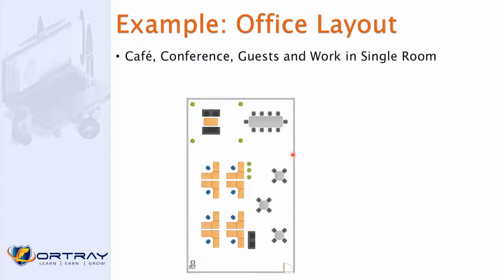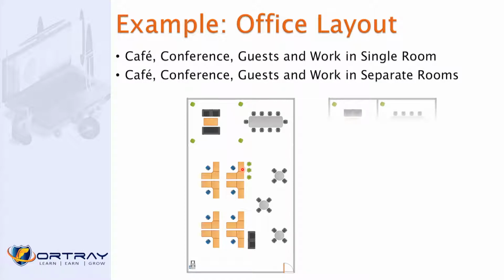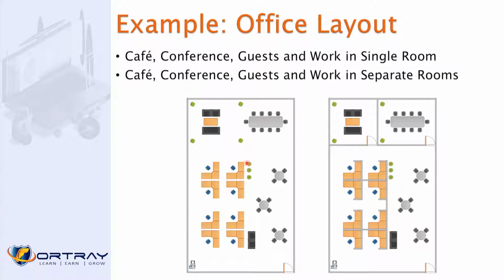Here is another day-to-day example: cafe, conference, guest, and work in a single room. If they are all in a single room, what could happen? Now, what we have done is put the cafe and guest room in separate rooms. You see? This example has all in one room, and this example has all separate. So effectively, you are using the space better. The building we are in now, if we just had one big hall, would mean the landlord could only give it to one company.